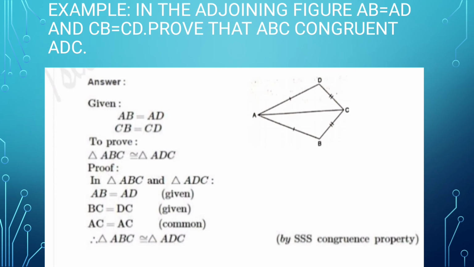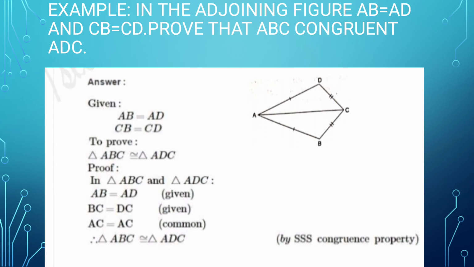Example: in the adjoining figure, AB equal to AD and CB equal to CD. Prove that triangle ABC is congruent to triangle ADC. What is given? AB equal to AD and CB equal to CD. That is the given. We have to prove triangle ABC congruent to triangle ADC.